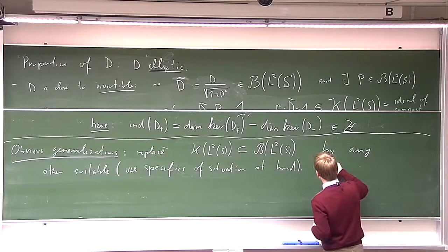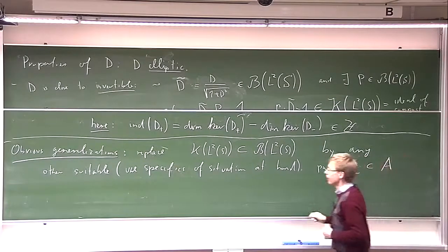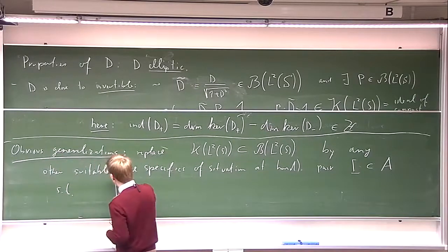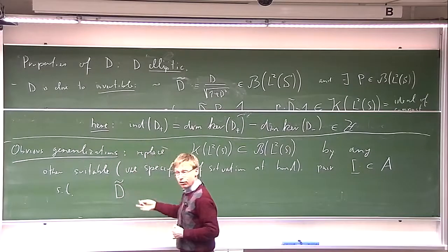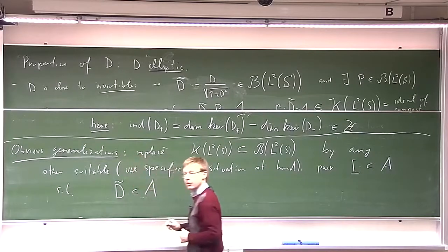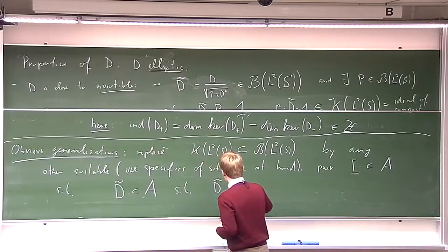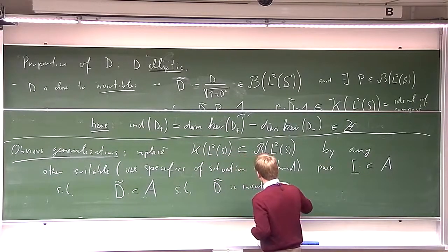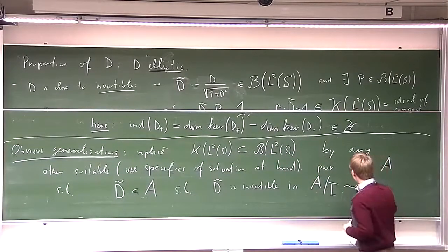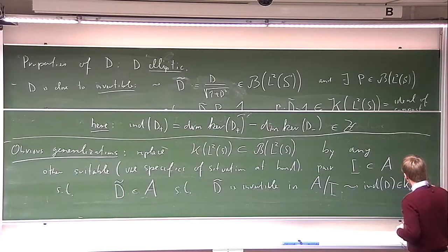Pair an ideal inside a C-star algebra such that we can make a Dirac operator, or out of our Dirac operator, this version of it, which is an element in the C-star algebra A, such that D tilde is invertible in A mod I, and therefore we get the index of the Dirac operator in the K-theory of I.